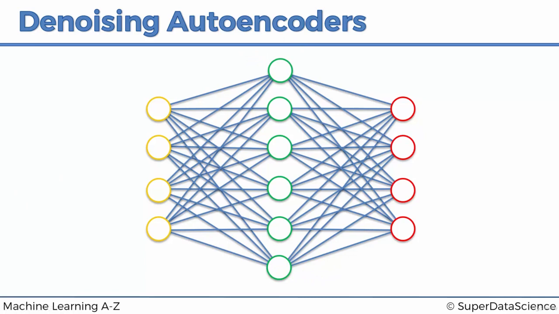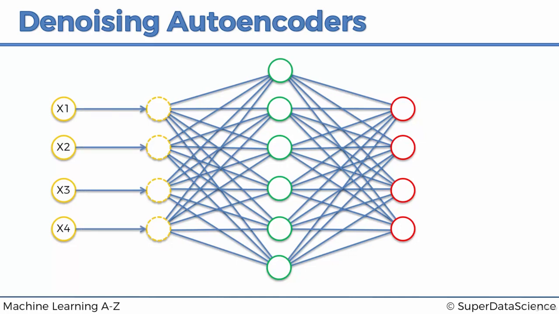And so what we're going to do here is we're going to take these input values and we're going to move them to the left and replace them with something else. And this something else is a modified version of our input values. So let's say we have input values x1, x2, x3, and x4. Well, what we're going to do is we're going to take these inputs and randomly out of them, we're going to turn some of them into zeros, just like that.